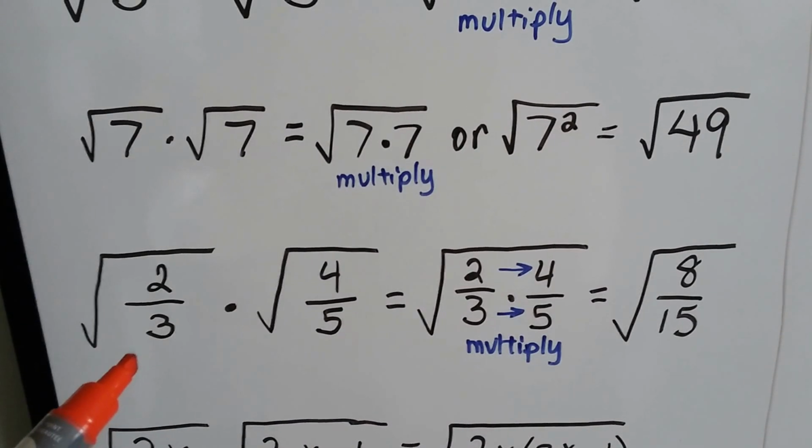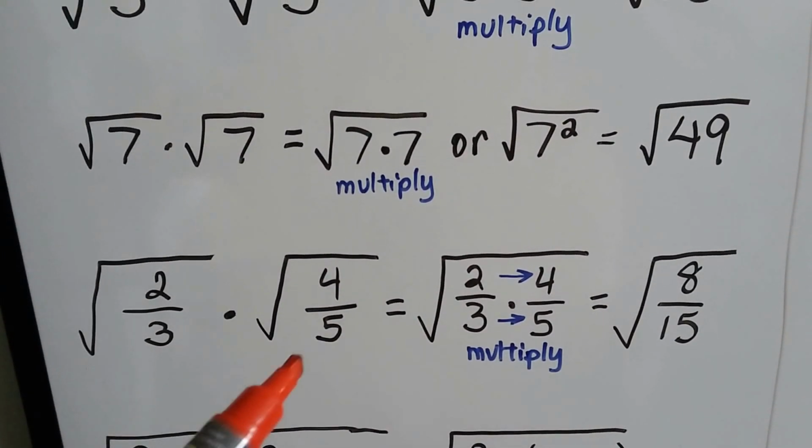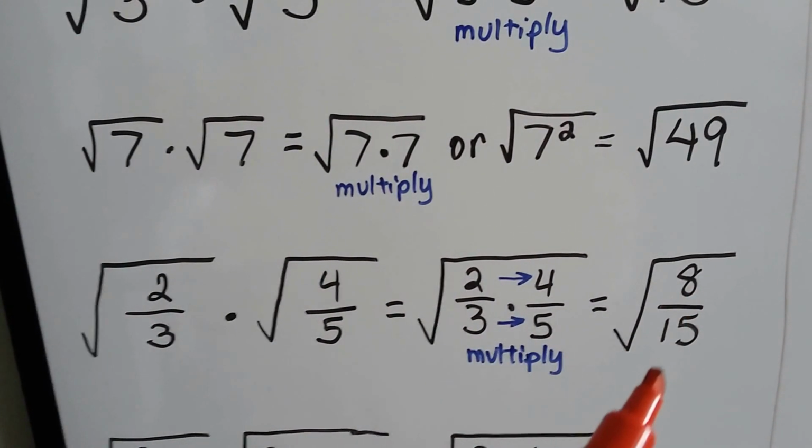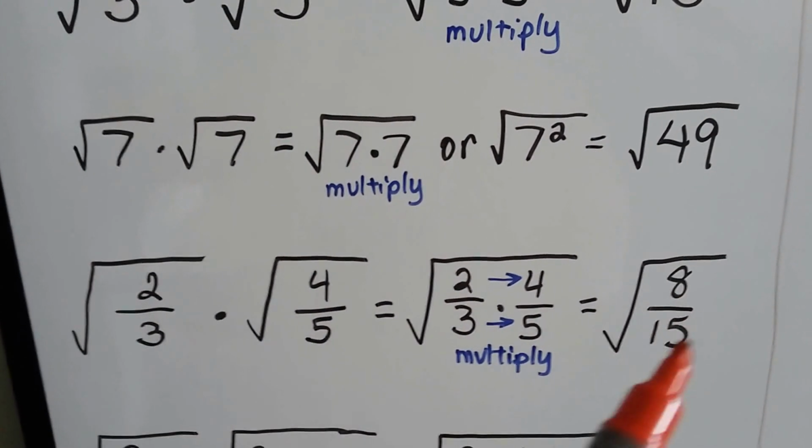If we've got the square root of 2/3 times the square root of 4/5, we just multiply them straight across, and we get the square root of 8/15. And if you have to simplify this, then make sure you do.